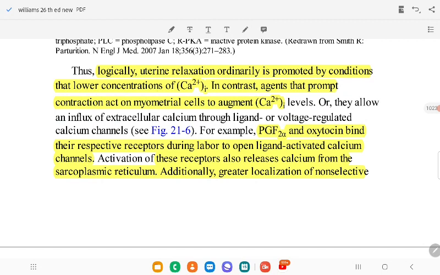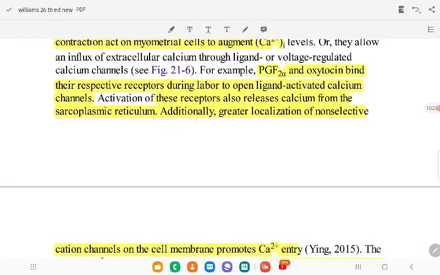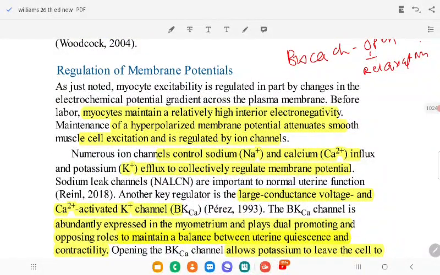In contrast, contraction is promoted by calcium. PGF2 alpha and oxytocin bind their respective receptors during labor to open ligand-gated calcium channels. Activation of this receptor releases calcium from the sarcoplasmic reticulum. Additionally, there is greater calcium entry through non-selective calcium channels. Okay, and the second thing, the regulation of membrane potential.